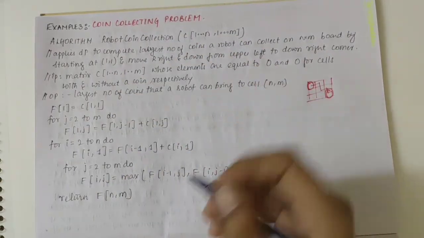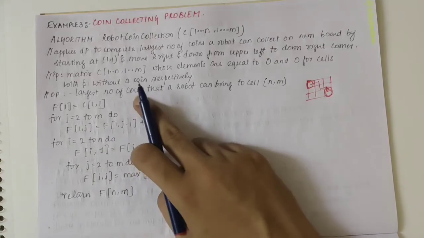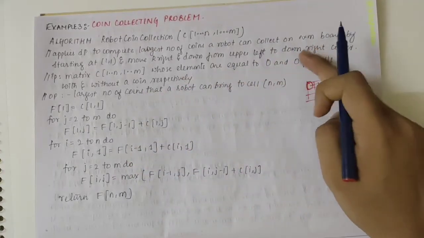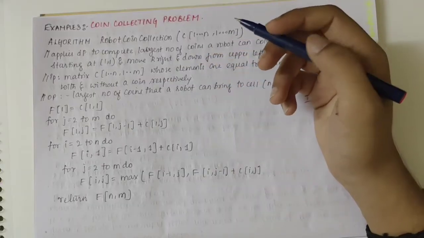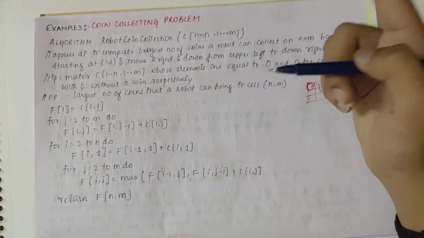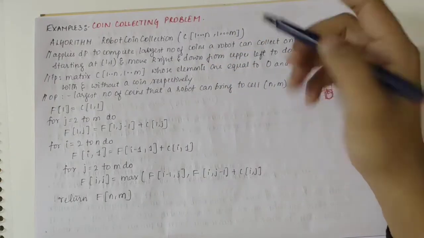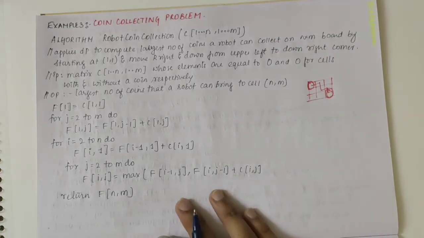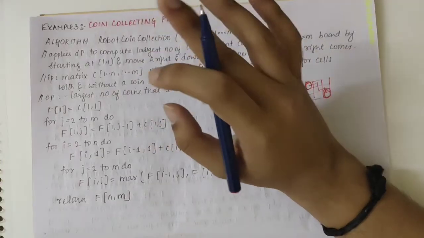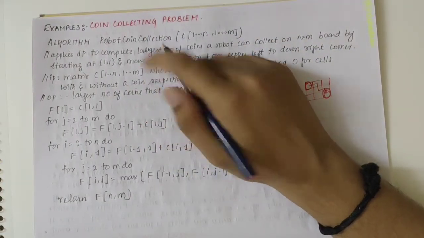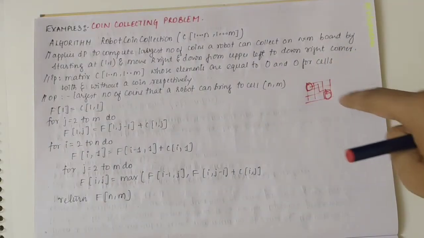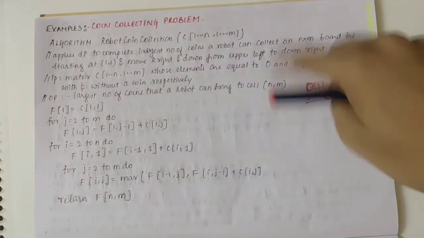So here we are taking input, that is a matrix whose elements are equal to 0 and 1 for cells without and with a coin respectively. So the output is the largest number of coins the robot can bring to the cell n comma m. So initially we can say that this algorithm aims to collect the maximum number of coins that the robot can collect while traveling from top left to bottom right of the box.